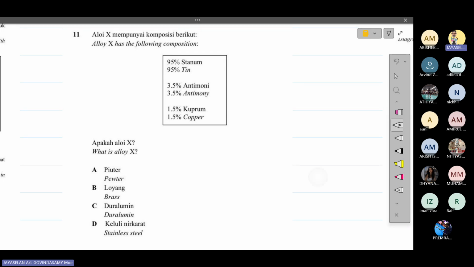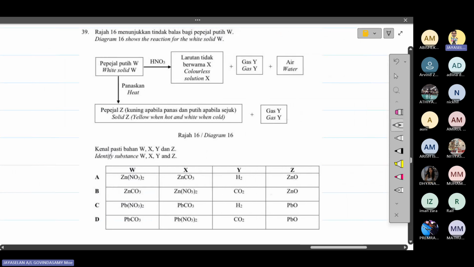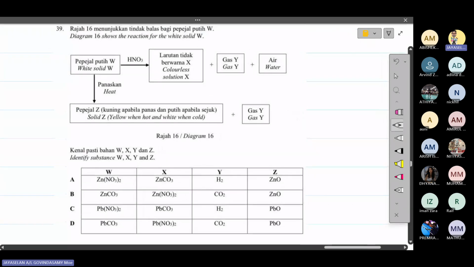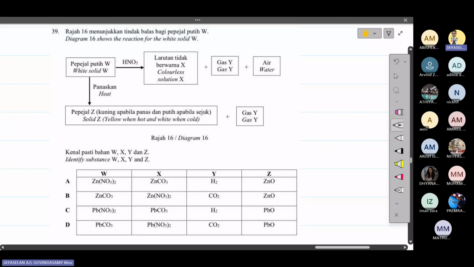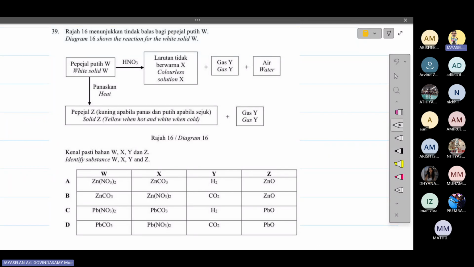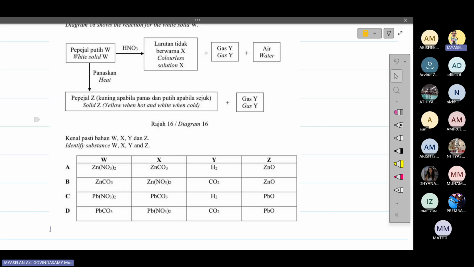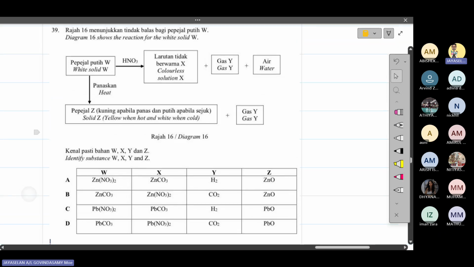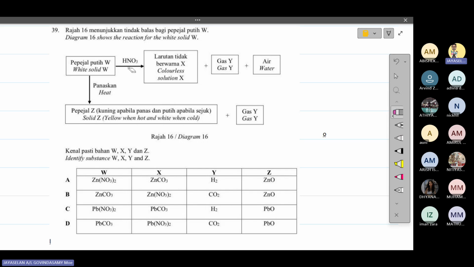Okay, 1 minute 30 seconds. Ready. Okay, now last question. Diagram 16 shows the reaction of white solid W. So if you see the vertical line going down, this one is heated. You get how many products? I don't know, two products. Okay, when reacted with nitric acid, got three products.